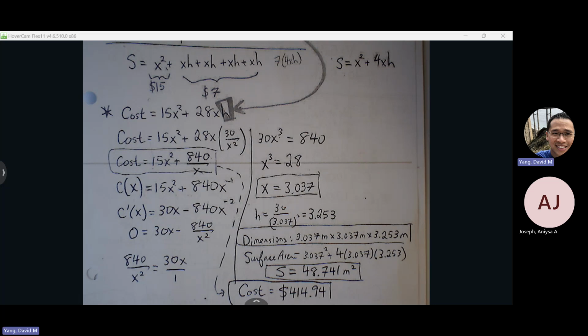And can we always round to 3 decimals? Yeah, that's usually the AP exam as well. If they don't specify, it's 3 decimal places.